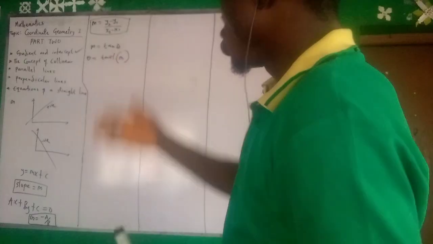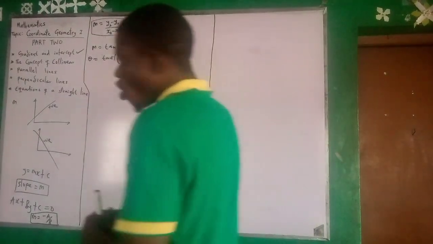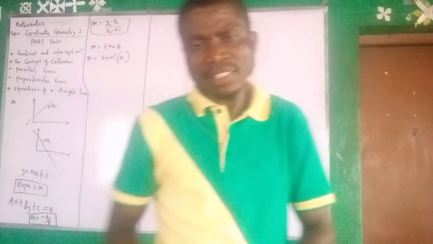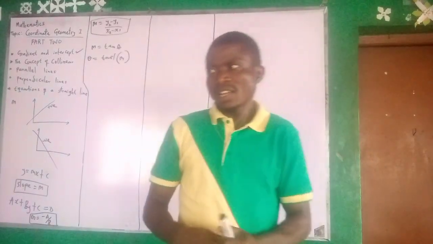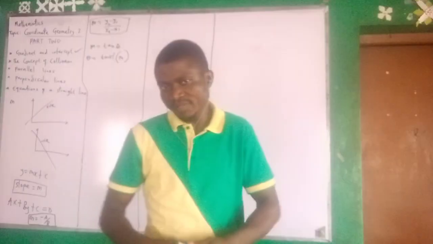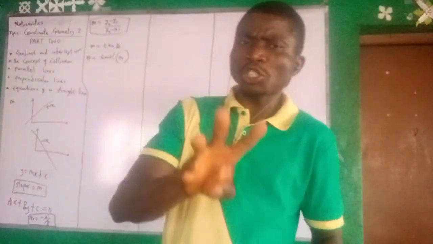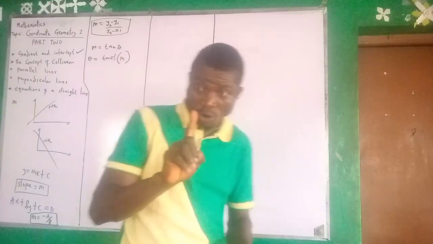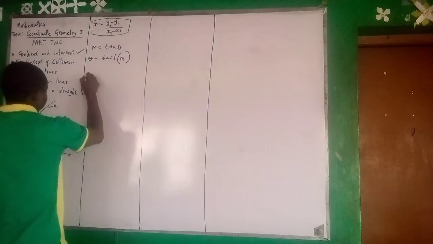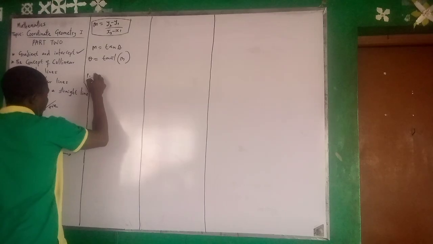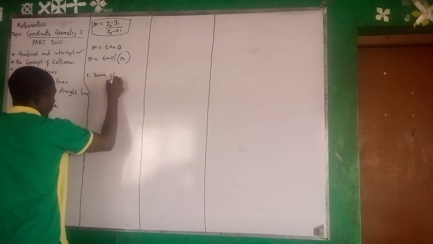Now, let's go to collinear. The word collinear means points that lie on the same straight line and as such have the same gradients. Now there are two conditions for 3 points to be collinear. One condition is this: they must have the same slope.